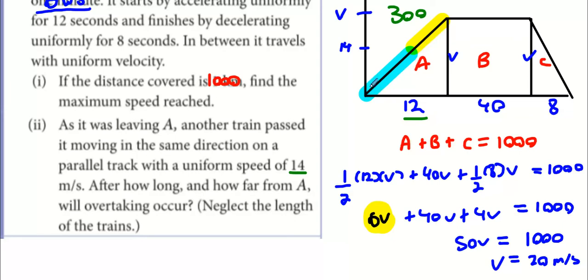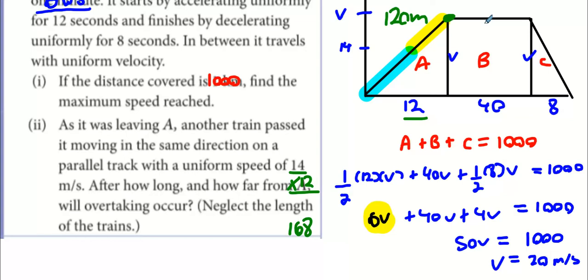So, another train passes in the same direction, parallel tracks, speed uniform 14. There we go. Where did I get 5 from? V is 20, not 50. I was looking at the 50 there. That's what happened to me. So, 20 times 6 is 120 meters. That's a much better number. You travel 120 meters in the acceleration phase. Is that all right? And what's 12 times 14? 168. So it has a 48 meter head start.